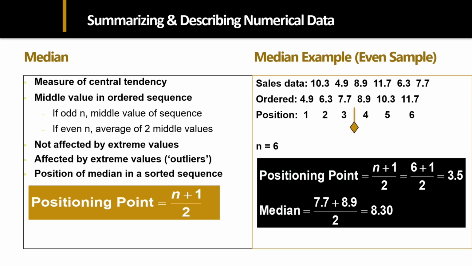As opposed to this even set, where I have now 6 values, so n equals 6. I can add 1 to that and divide by 2, but that means the median is 3.5. To find that value, we take the third and the fourth value, just find the middle, add them together and divide by 2, also 8.3.